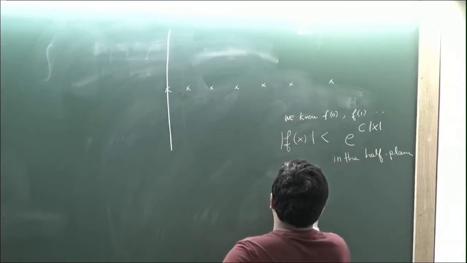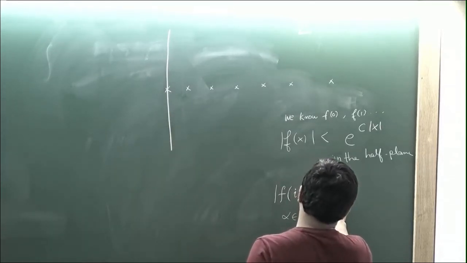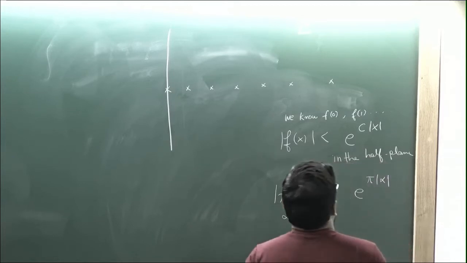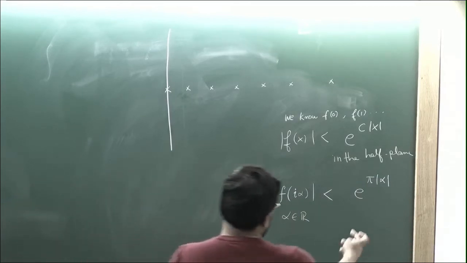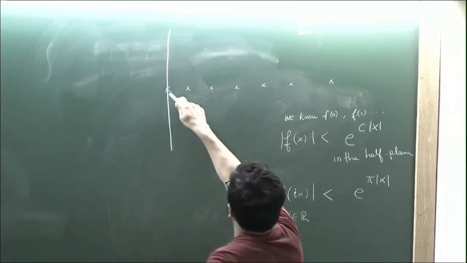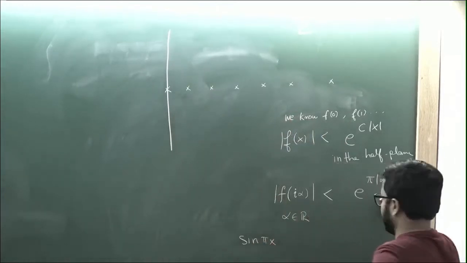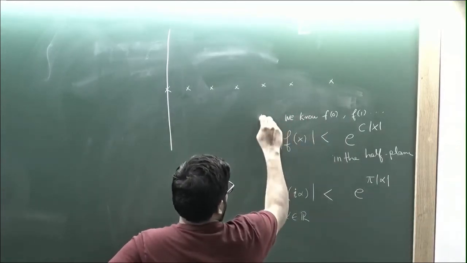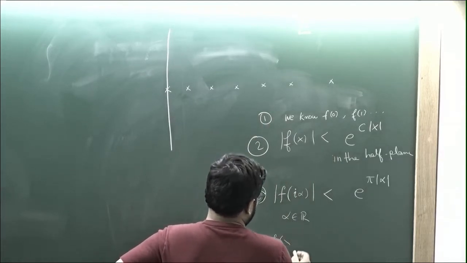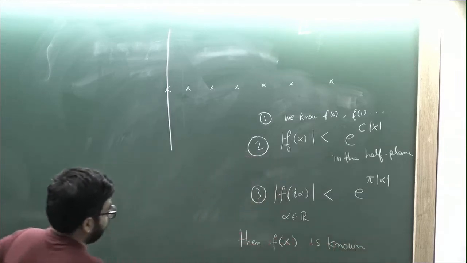But for f of i times alpha, where alpha is real, so on this axis, it has to be less than e to the pi alpha. Here the pi can't be fudged, because there is a function sine of pi x which vanishes at all these points but doesn't vanish everywhere. It grows at this rate in these directions. So the statement is, if you know f at these points and satisfy these bounds, then f of x is unique. So you have to satisfy these conditions.